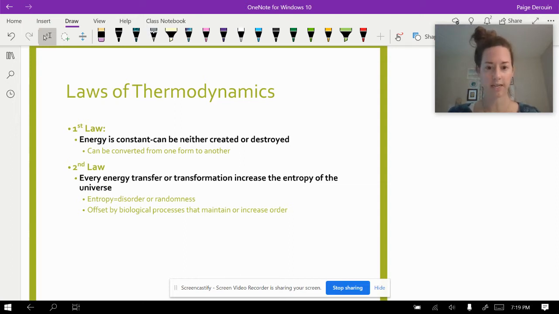And then the second law is that every energy transfer, so anytime the energy changes into a different form, increases the entropy, or the randomness, of the universe, which is obviously a bad thing, kind of. I mean, you're descending into disorder and chaos. But there are biological processes that maintain the order and offset the move towards entropy. But entropy is just randomness and disorder that's caused by the energy transfer.